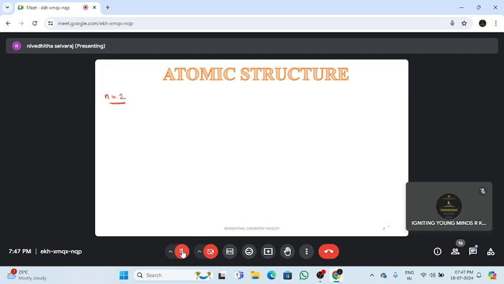Okay, write down the formula. Number of subshells in a given shell, in bracket write it as n, is equal to n. In first shell, there will be only one subshell. In second shell, there will be two subshells. In third shell, there will be three subshells. In fourth shell, there will be four subshells. Now tell me how many subshells are present in second shell.